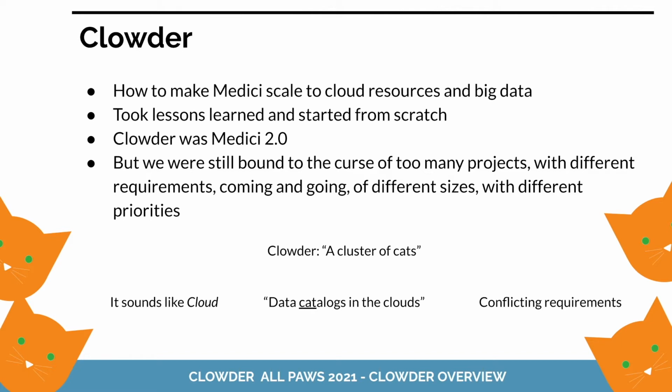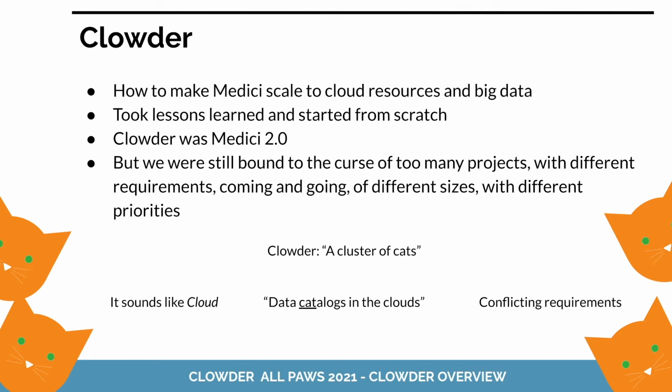So, based on lessons learned, we started from scratch. Clowder was Medici 2.0. But we were still bound to the curse of too many projects with different requirements, coming and going, of different sizes, with different priorities. Hence the name Clowder, a cluster of cats. It sounds like cloud. We started making little puns, such as data catalogs in the clouds. And we thought it was funny to think of a bunch of cats getting along, just as we struggled to support so many requirements from so many different projects, sometimes conflicting.